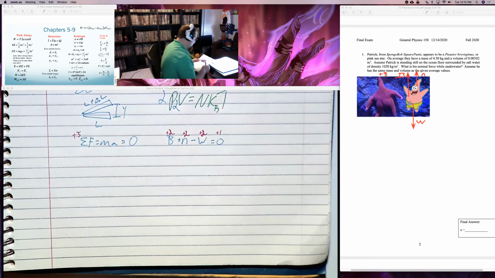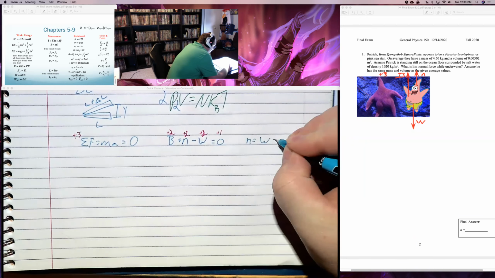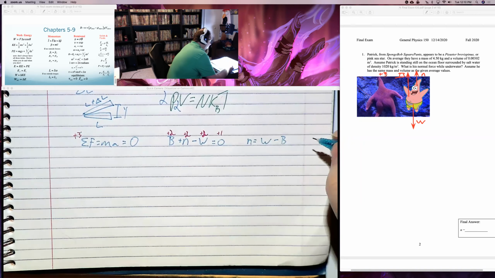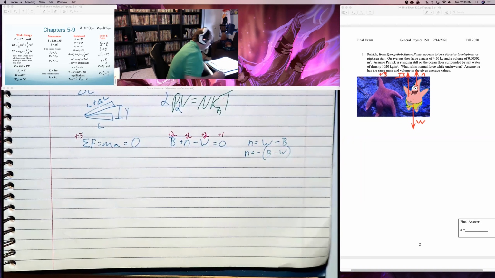Now my goal is to solve for the normal force. So I'm going to take everything that isn't my normal force and put it to the other side. And that means the normal force is the weight minus the buoyancy.